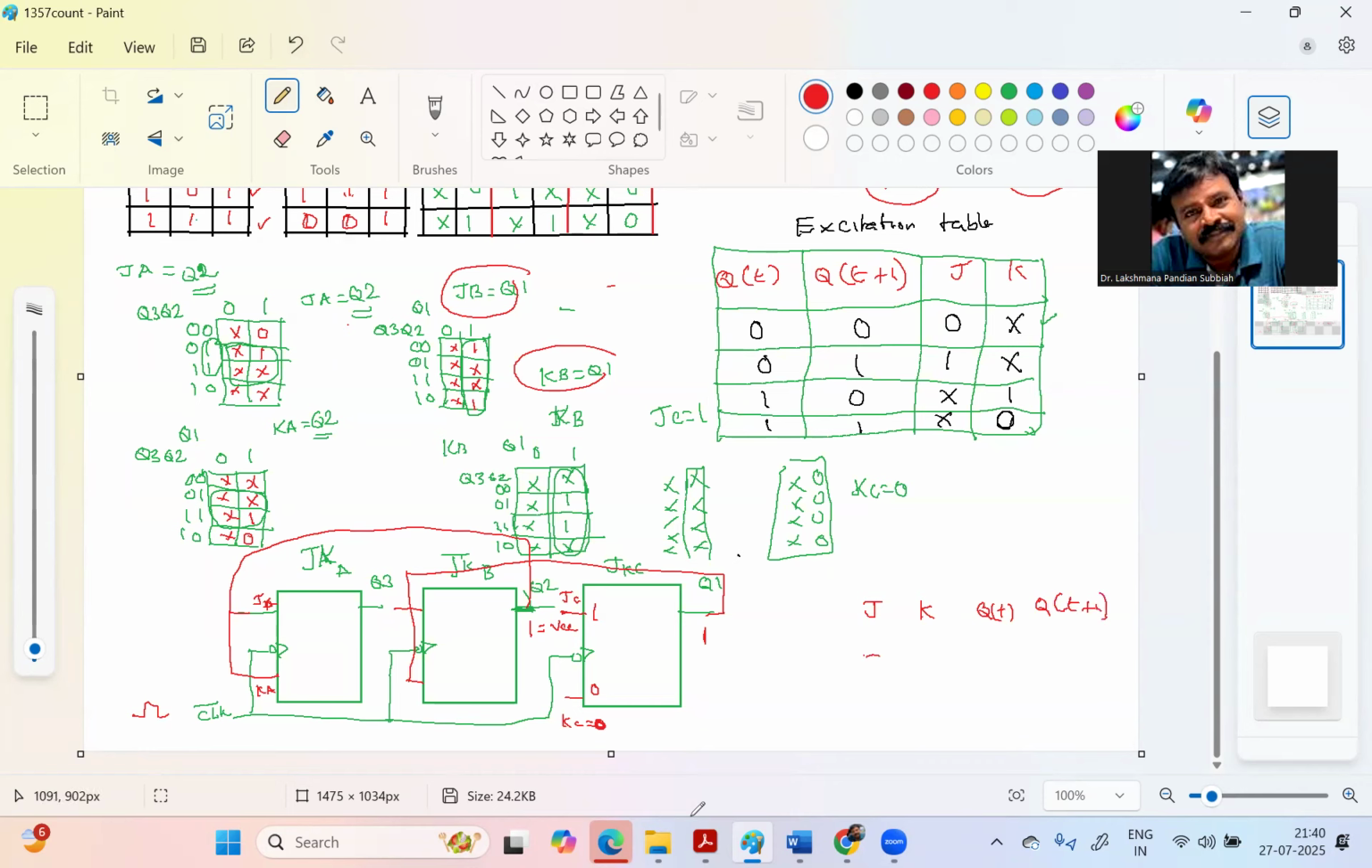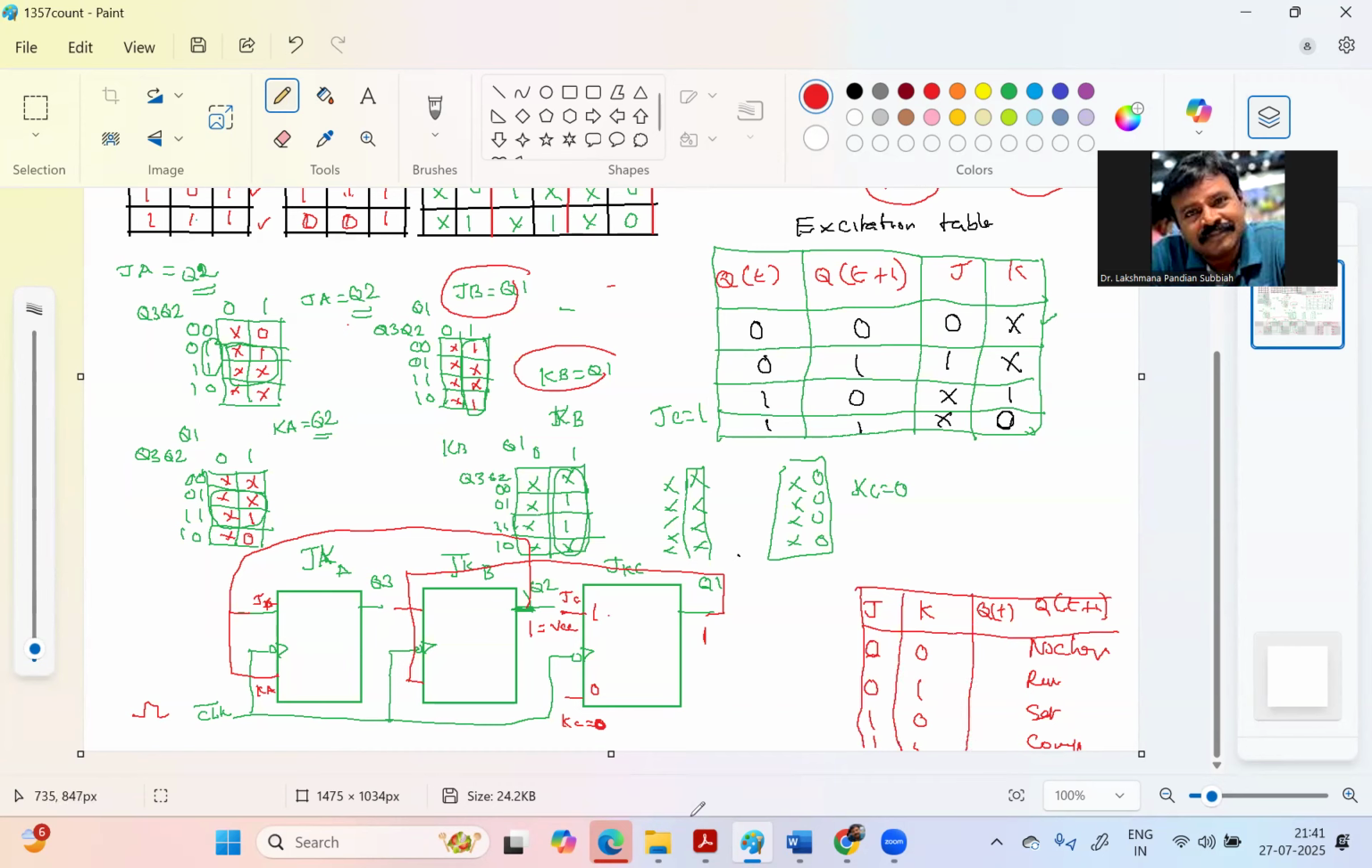JK is here: 0 0, 0 1, 1 0, 1 1. So 0 0 is no change, right? 0 1 is reset. 1 0 is set. 1 1 is complement. This is the characteristic table of JK. While analyzing, we use the characteristic table. For designing, you have to use the excitation table.